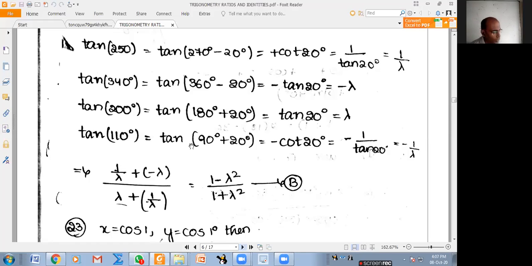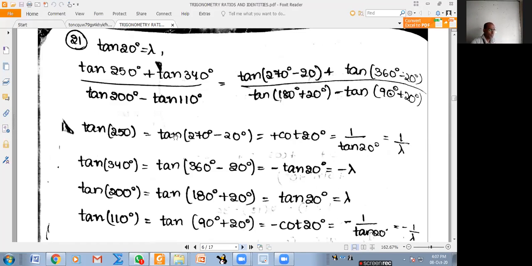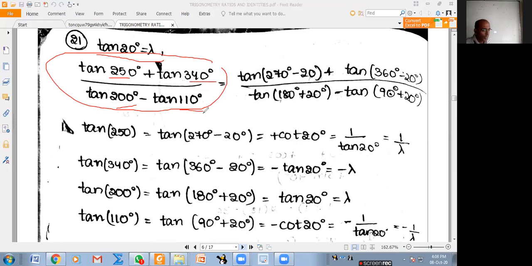All right. So if you go back, basically what happened here is tan 20 is given as lambda, and we have to write everything in terms of lambda. So we wrote 270 minus 20, 360 minus 20, 180 plus 20, 90 plus 20. Everything is 20 plus something. That may be 90, 180, 270, 360. Accordingly, use the formulas. If tan 20 comes, fine, we wrote lambda. If cot 20 came, we wrote 1 by lambda. Then finally substitute everything back. We could express this in terms of lambda.